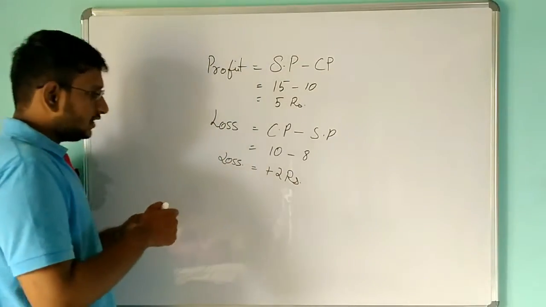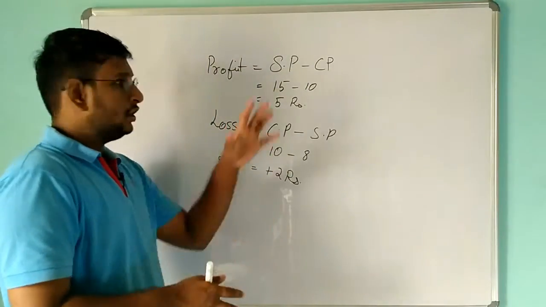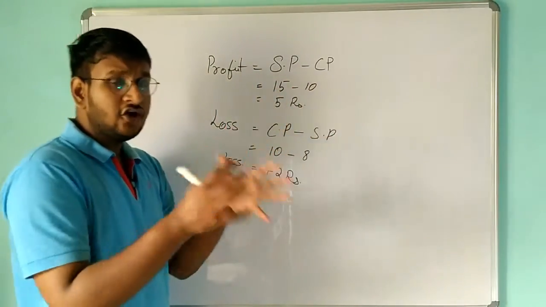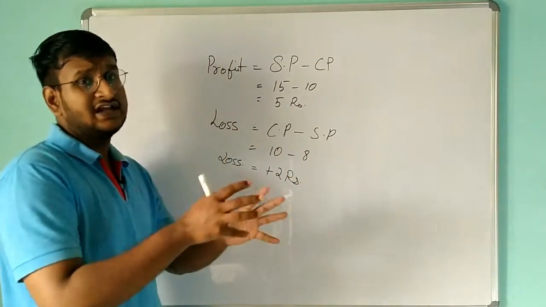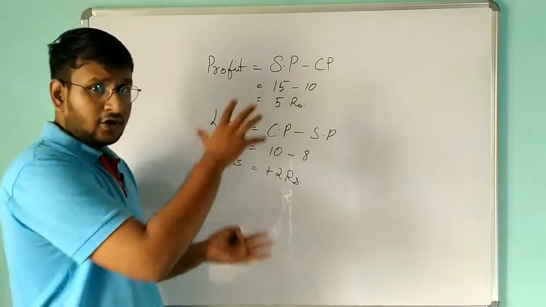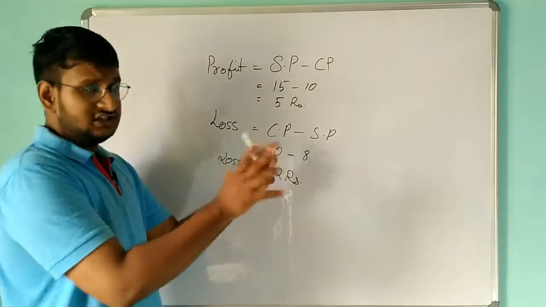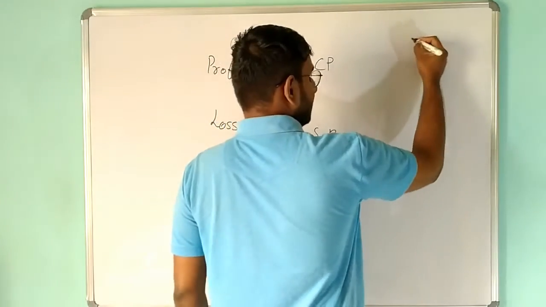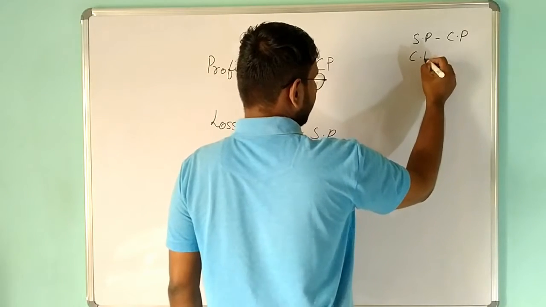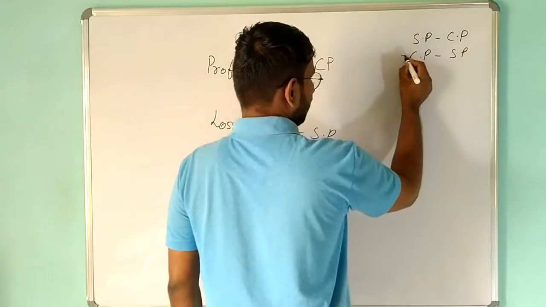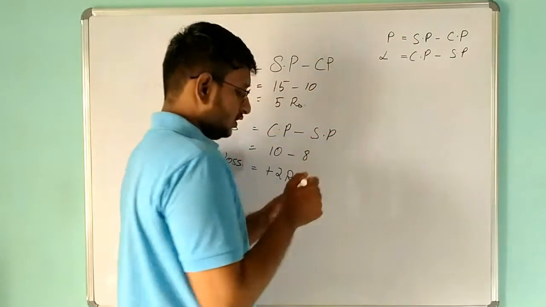So this is the concept behind profit and loss. If your selling price is greater than your cost price, you will get a profit. If your selling price is less than your cost price, you will incur a loss. The formulas are SP minus CP for profit and CP minus SP for loss. These are the two formulas that you need to remember.